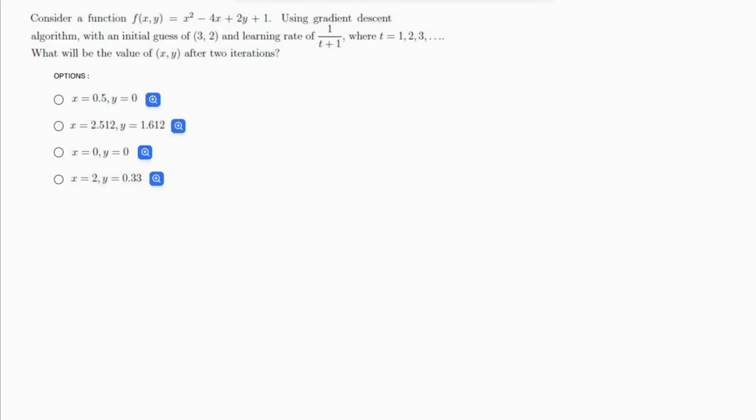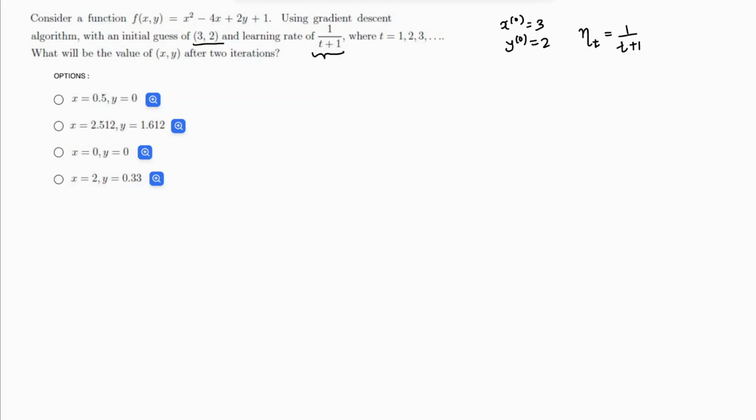Alright, so here we have a question on gradient descent. Consider a function f of x, y, using the gradient descent algorithm with an initial guess of 3, 2. This means that x0 is 3 and y0 is 2. The learning rate is dependent on t, which denotes the iteration. Let me denote it by eta. Eta t is nothing but 1 by t plus 1. The question says, what will be the value of x, y after 2 iterations?